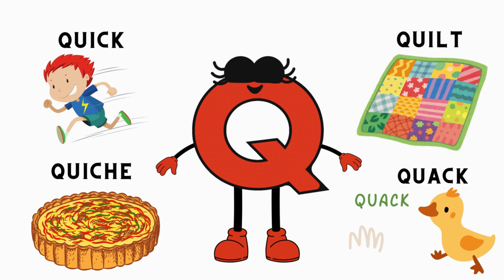The letter V is for volleyball, volcano, fan, violet.